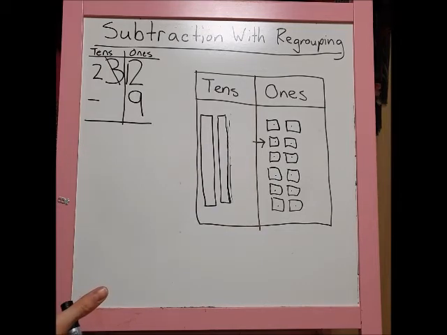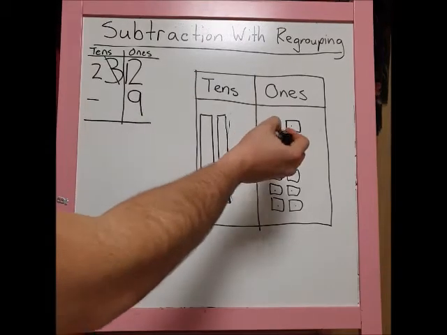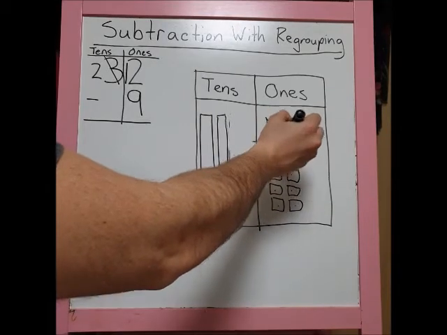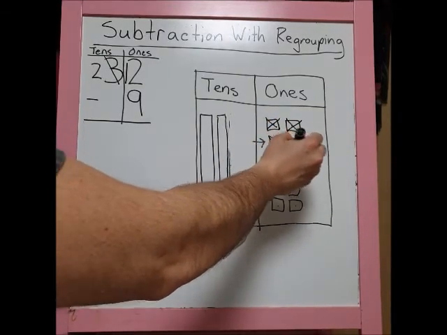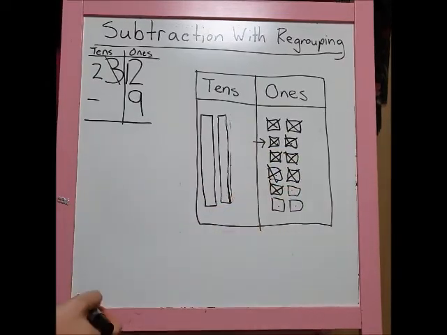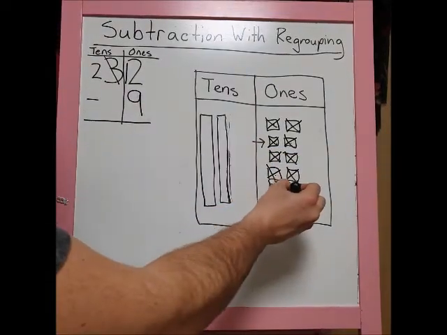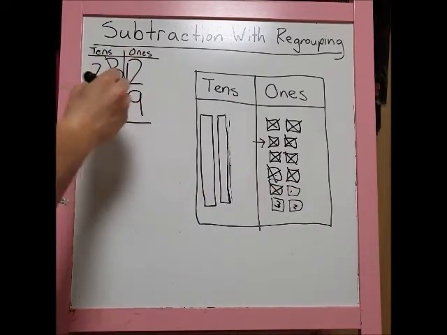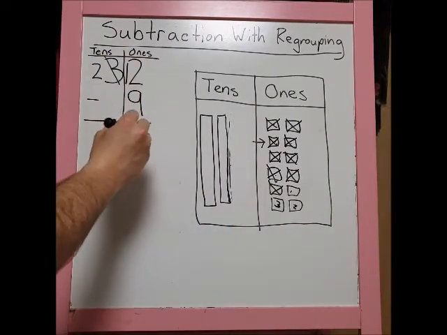If I have 12, I can take away 9, or I can give 9 to somebody else. We can make our x's here. Let's cross out 9 squares. 1, 2, 3, 4, 5, 6, 7, 8, 9. And how many do I have left? 1, 2, 3. So 12 minus 9 is 3.